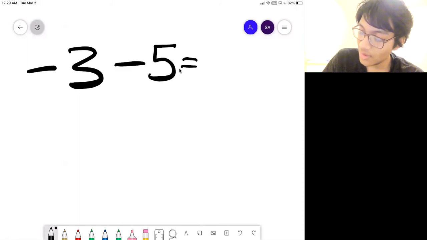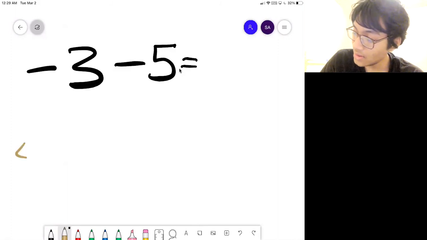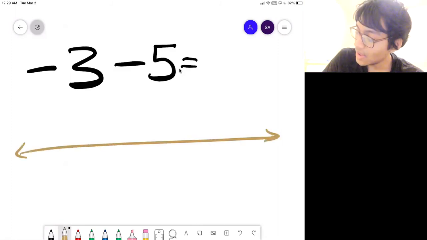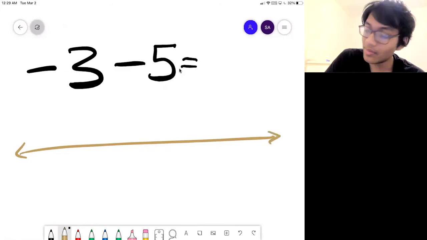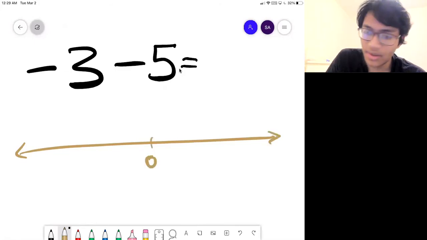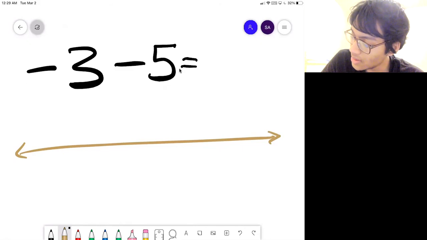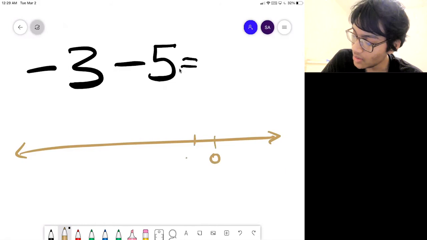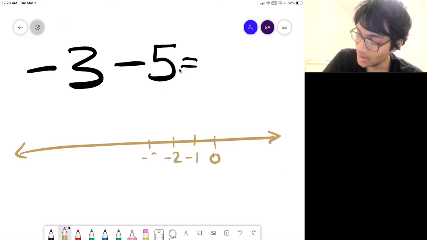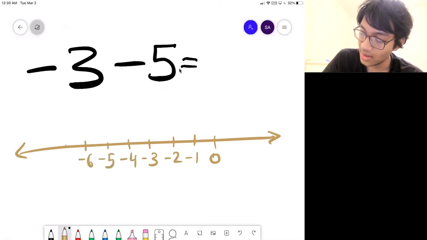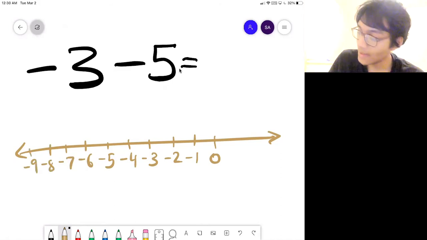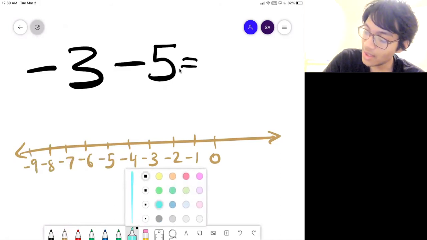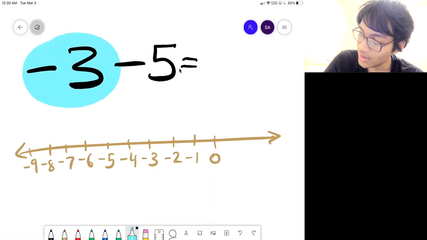Let's try it. What you can do is you can draw a number line. See, number line is your best friend sometimes. Now, a lot of the times you'll see people drawing the 0 in the middle, but you don't have to. You can draw the 0 over here, so you have some space for the minus numbers. Minus 1, minus 2, minus 3, minus 4, minus 5, minus 6, minus 7, minus 8, minus 9. So where do I start? I start at minus 3. So let me start over here.